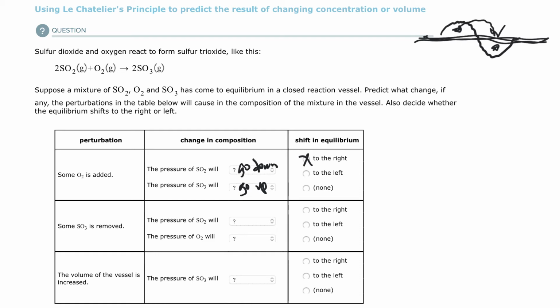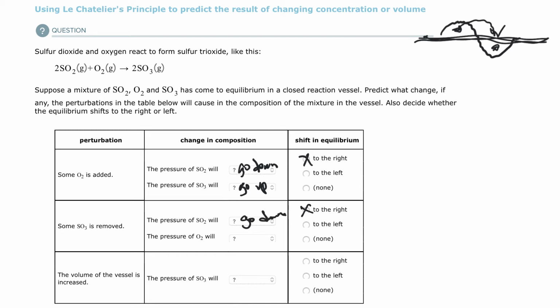So your first question is, well, first of all, where is it shifting to? The shift in equilibrium: some of it's removed, that's a product, so it's going to shift towards the right in order to compensate. So if it shifts towards the right, what happens to the pressure of the SO2? It's a reactant. Well, if it's shifting away from the reactants towards the products, then this is going to go down.